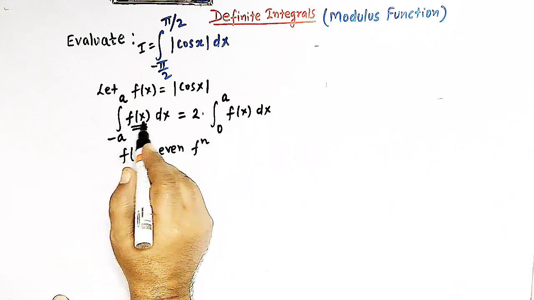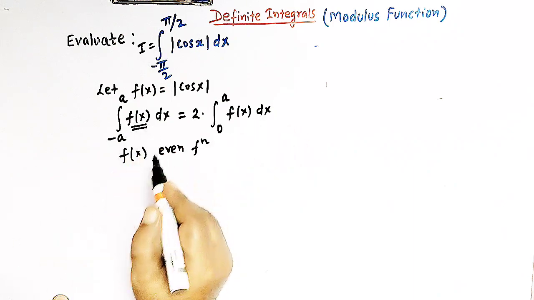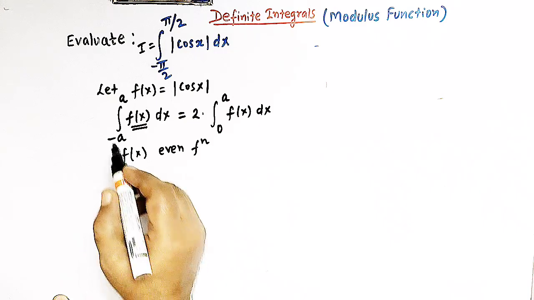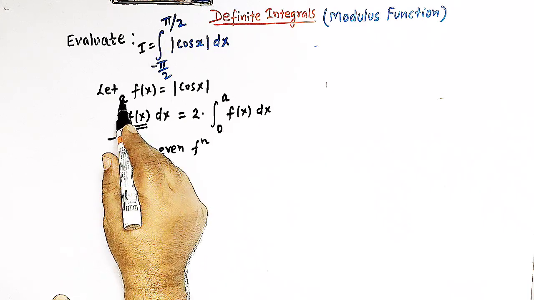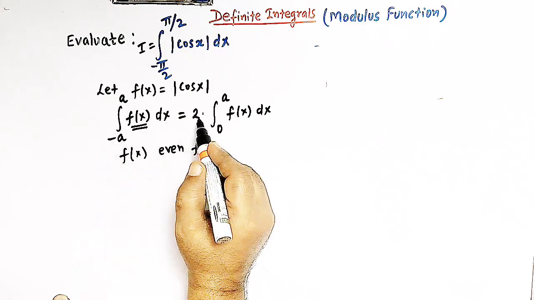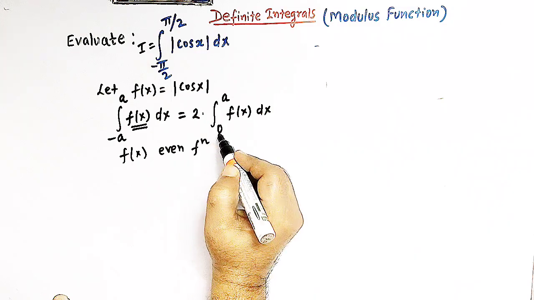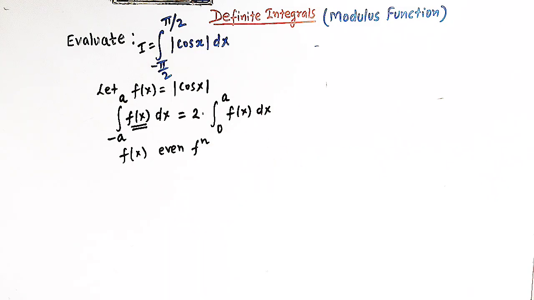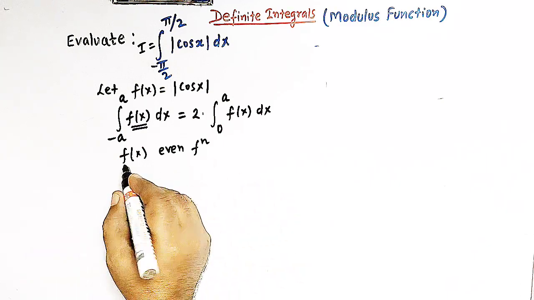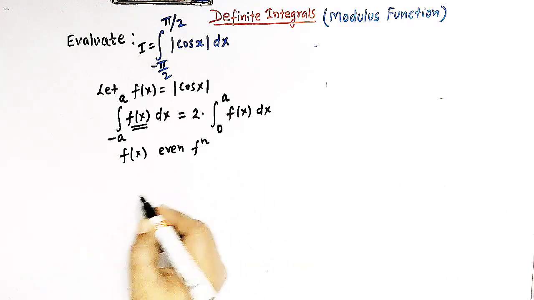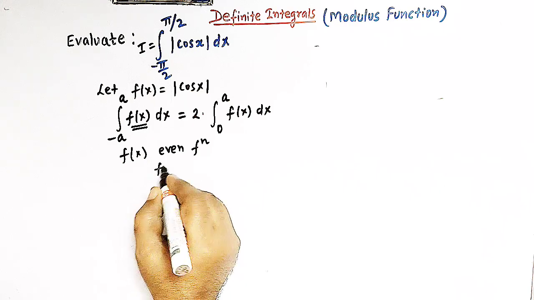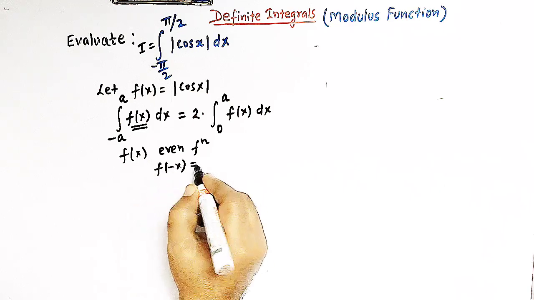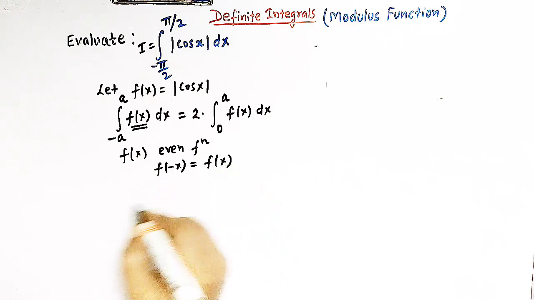So whenever our integrand, that is f of x, is an even function, then the integral from minus a to a f of x dx is equal to 2 times the integral from 0 to a f of x dx. Now we know that a function f of x is said to be an even function if f of minus x is equal to f of x, right?